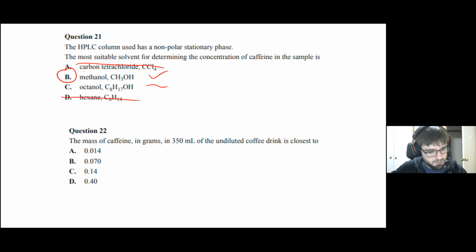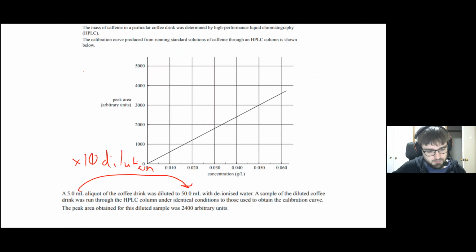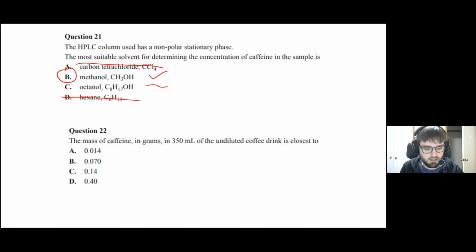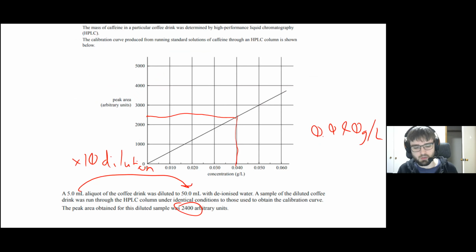The mass of caffeine in grams in 350 mL of the undiluted coffee drink is closest to... let's go back here. The original sample is 2,400 arbitrary units, so it's about here. I'm going to draw a super straight line across to here, and our concentration is going to be about 0.04 grams per liter. If you go to the next slide, they haven't done a trick question for that one. So that's the concentration of the diluted one. Now there was a 10-fold dilution, as I pointed out before.